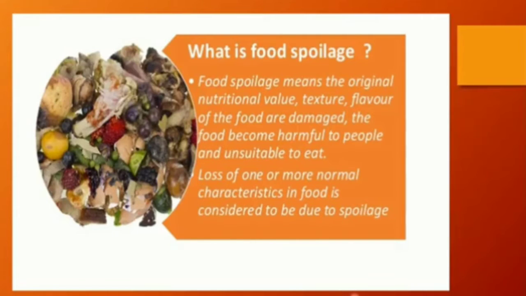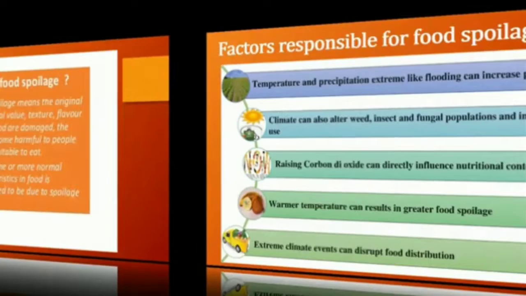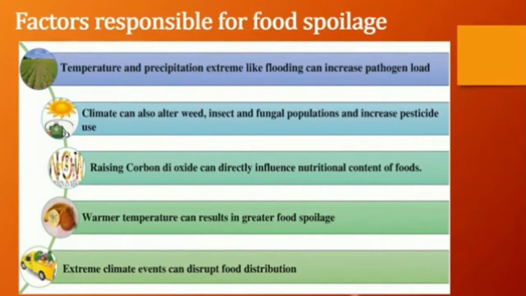Loss of one or more normal characteristics in food is considered to be due to the spoilage of food. So, this is what a food spoilage, where the food gets spoiled. So, food spoilage means when the food loses its original nutritional value, texture, flavor, it gets damaged and the food is harmful for the people. Now, what are the factors responsible for food spoilage?